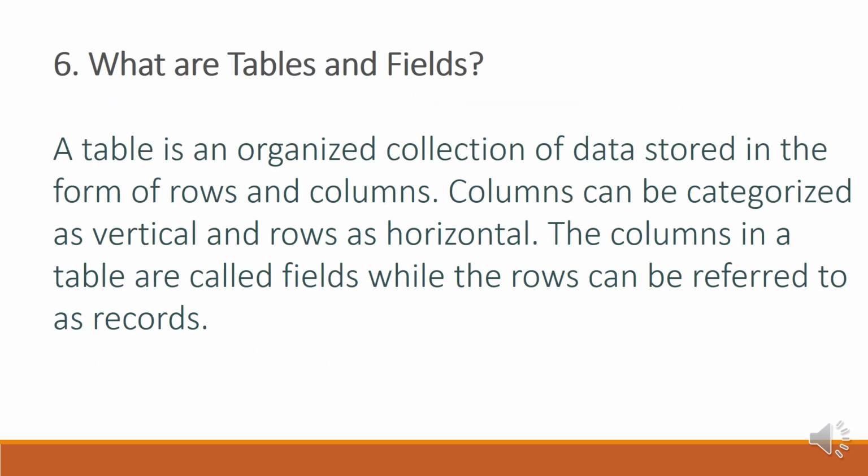Now, what are tables and fields? A table is an organized collection of data stored in the form of rows and columns. Columns can be categorized as vertical and rows as horizontal. The columns in the tables are called fields, while rows can be referred to as records.